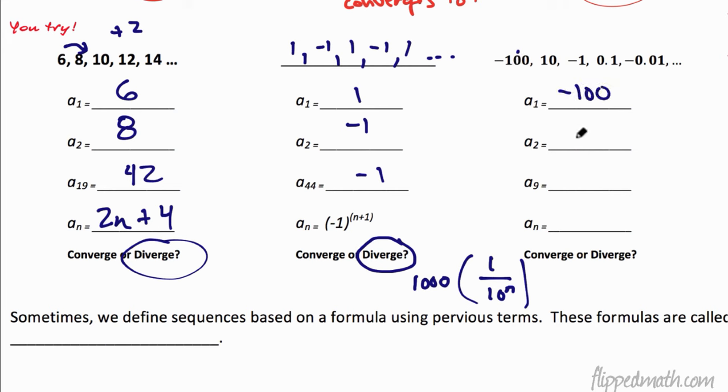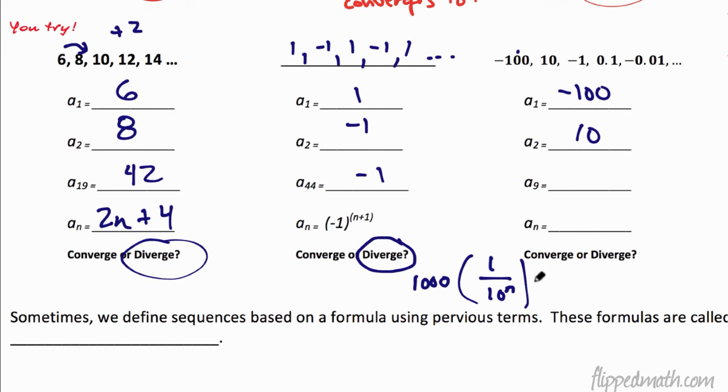The second term is 10. So how can I get a 10? Well, for the second term, I plug a 2 in here, and I get 1 over 10 squared. That's 1,000 divided by 100, which gives me 10. Let's try the third term. Plug a 3 in, you get 1 over 1,000. It's 1,000 times 1 over 1,000. They cancel, and you get a 1.